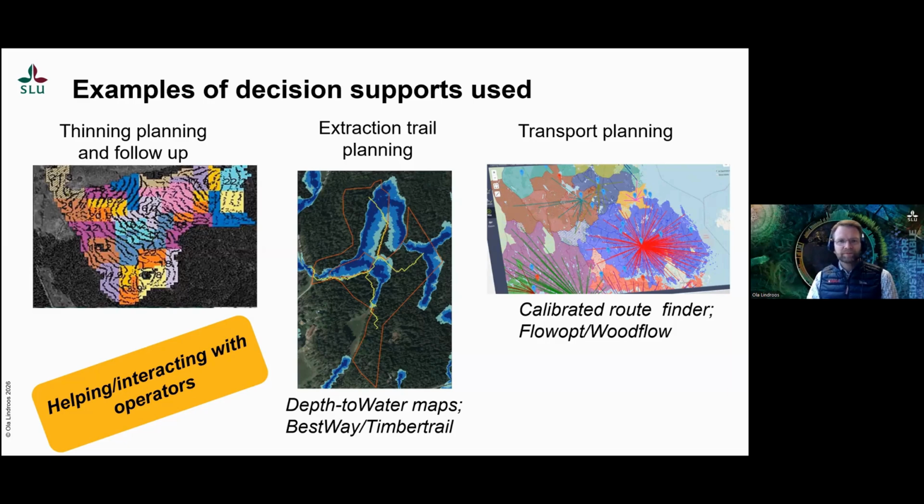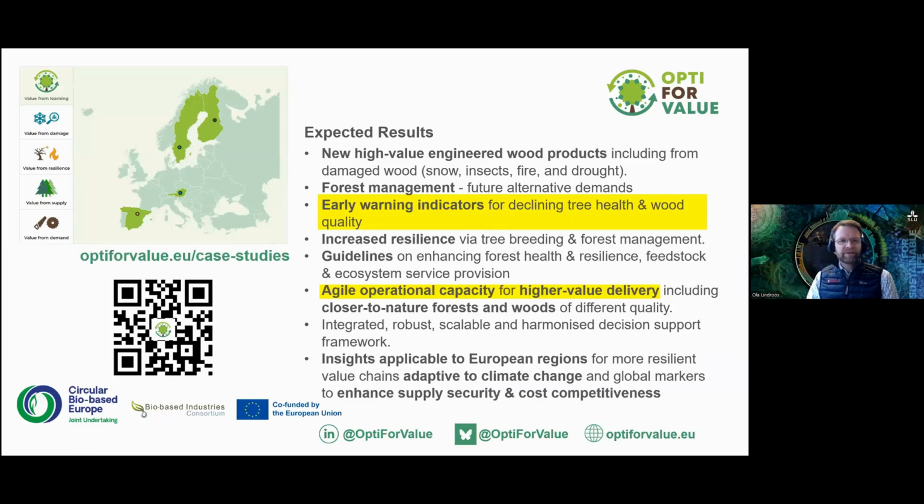Another example is a project, for those of you who were listening to the first seminar. I'm quite sure that Mauricio Acuna was telling about the Opti4Value project. It's a European project which also focuses on decision support things, like, for instance, I highlighted two things here, and that is early warning indicators. They are aiming to have early warnings about trees that are starting to get ill, or that wood quality might deteriorate.